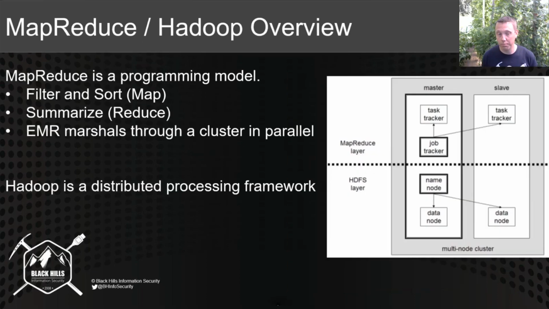So what is MapReduce? What is Hadoop, right? MapReduce is a programming model, and it relies on open source technologies to do these things: filter and sort. We're going to map the data, see what we have, then summarize that data, reduce it. EMR, Elastic MapReduce, then pushes that around a cluster via jobs. So Hadoop is essentially a distributed data processing framework.